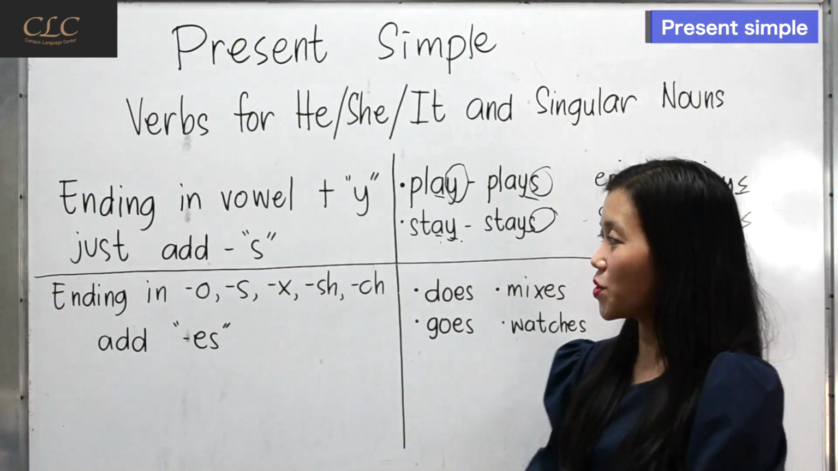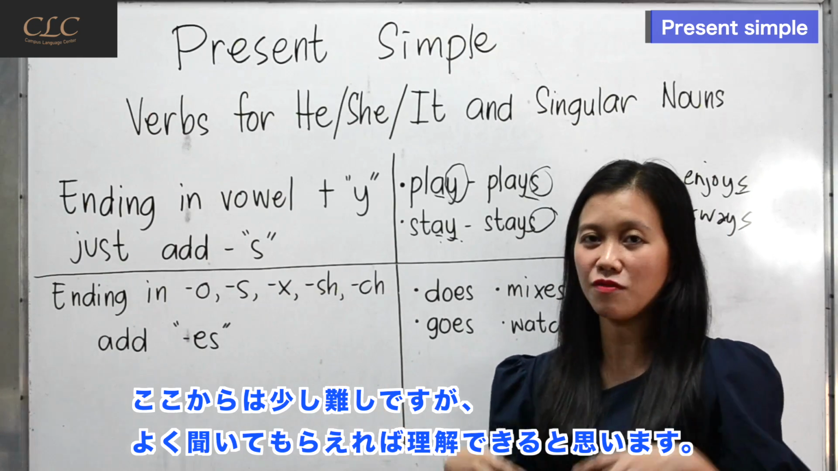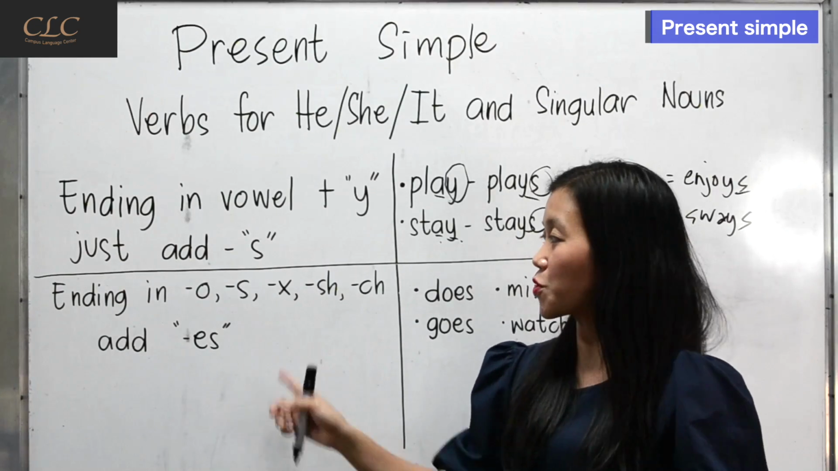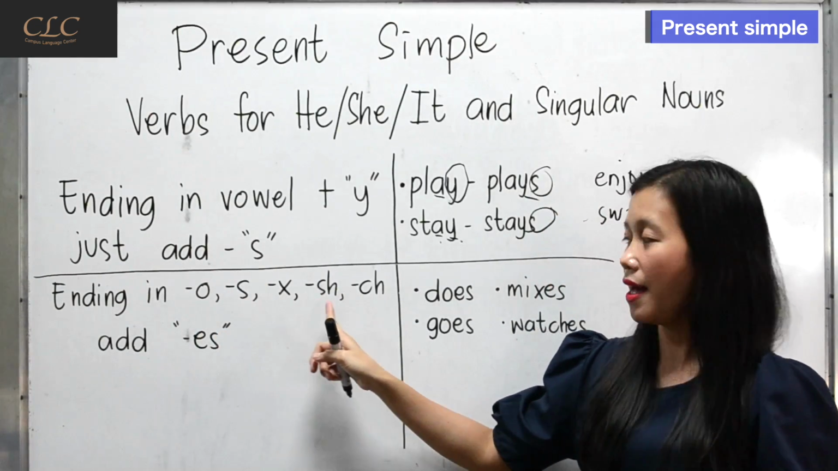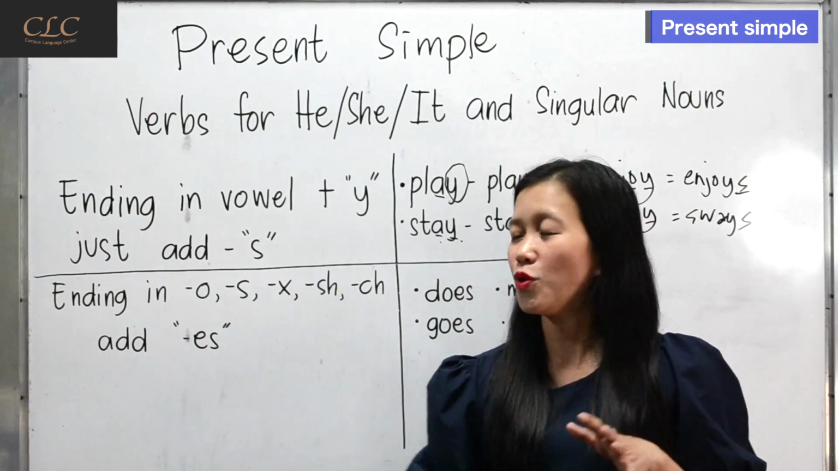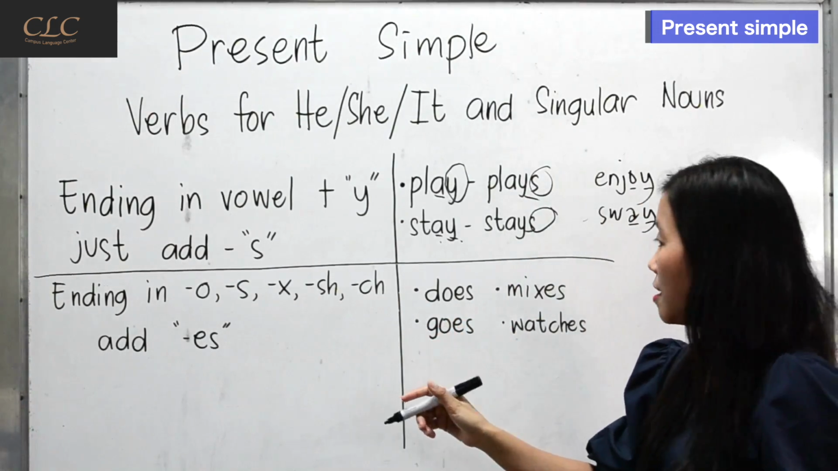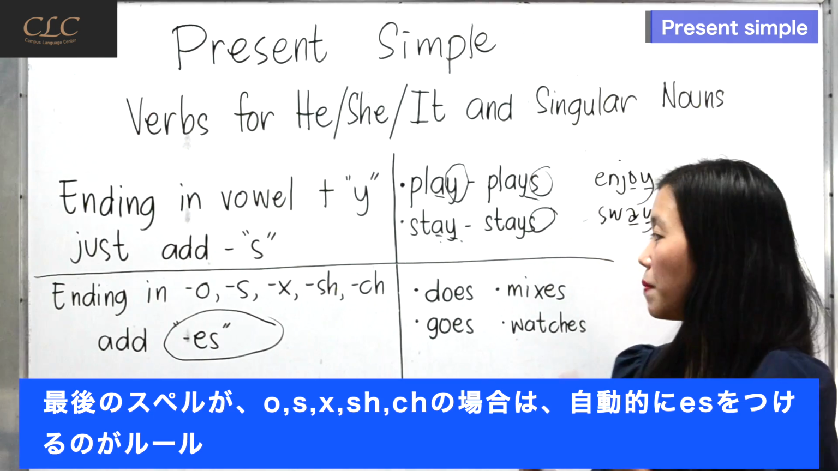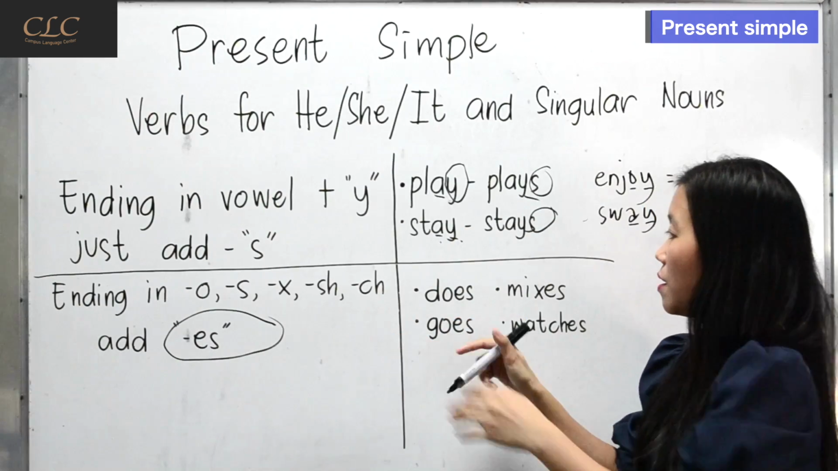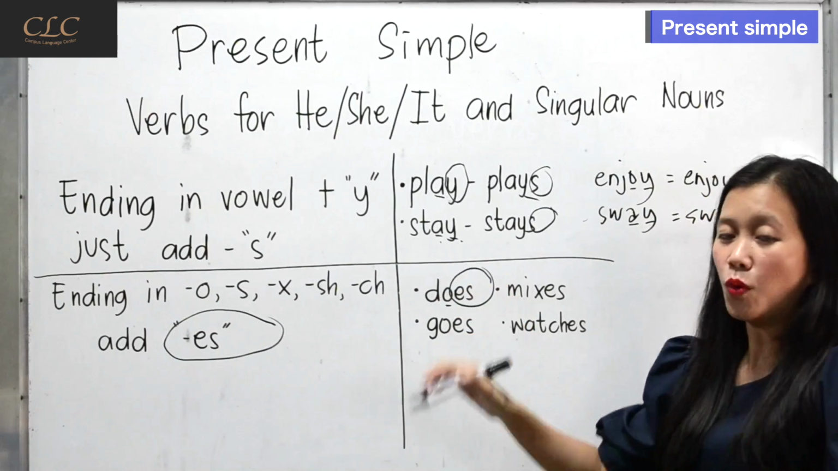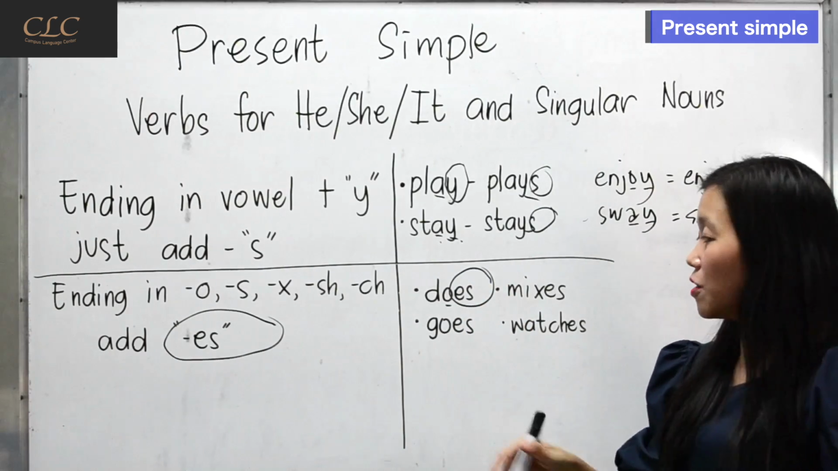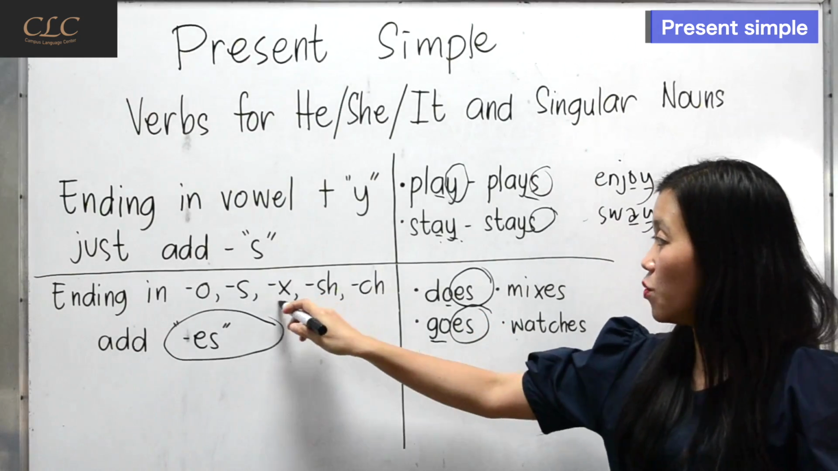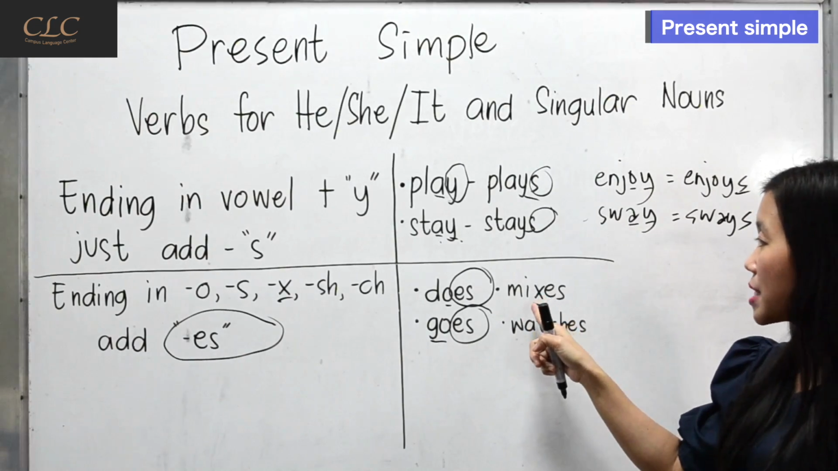Okay, so let's have the most difficult spelling rule. However, if you listen very well, then you will surely understand. So we will have the verbs which end in these letters: O, S, X, SH, CH. So if you have these verbs, it is so easy. You just automatically add ES. I already talked about do a while ago. It ends with O, so automatically we add ES. It is similar to the verb go. We have goes. We also just add ES. And in here we have X, so it becomes mixes.